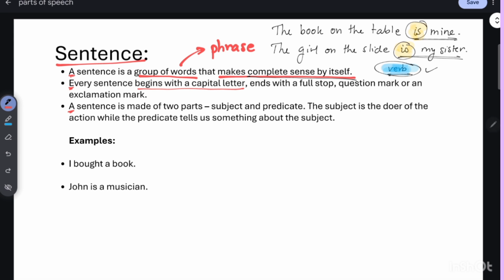Second, there are three possibilities for ending. Either it can be a full stop, a question mark, or an exclamation mark. Now what are these?